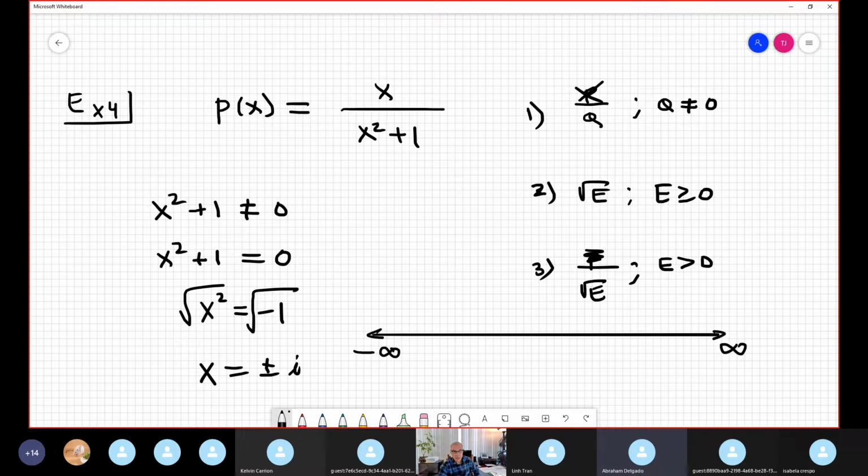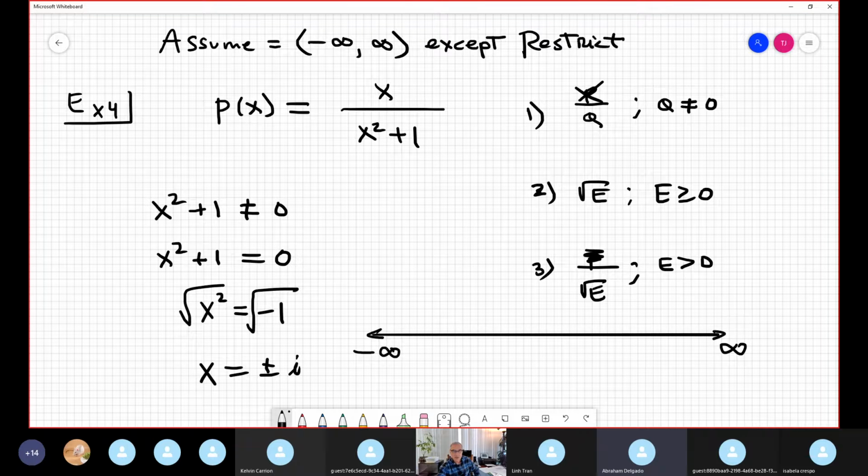No idea? Okay, I try to repeat the idea again. Look, the supposition you assume is that the domain is all real numbers except the restriction. But the restriction we investigated in this specific example is imaginary. That means that we have no restriction in the real field. Therefore, I repeat the question again. What is the domain of this function?